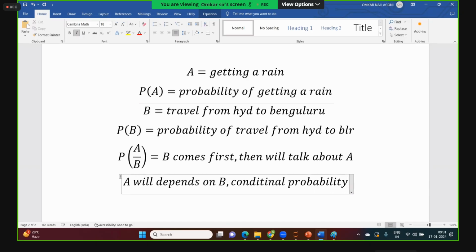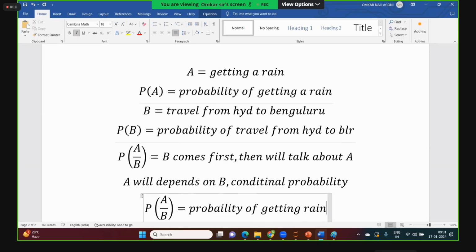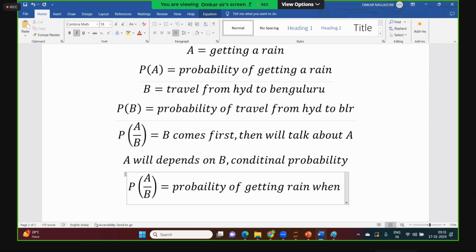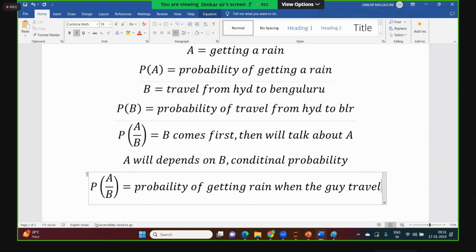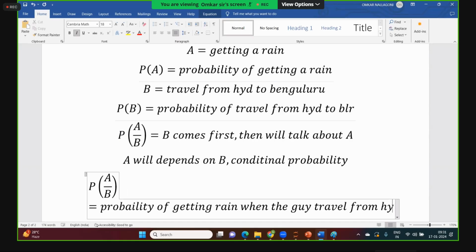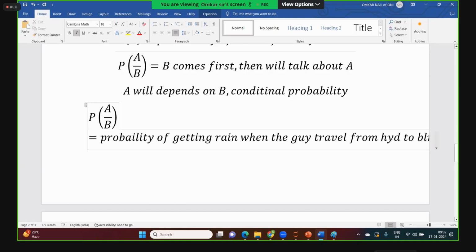Conditional probability. Here, especially, P of A by B means you can say like this, listen very carefully. P of A by B is the probability of getting rain when he or she travels, when the guy travels from Hyderabad to Bangalore. That is the meaning. So you are talking about rain when you are traveling.